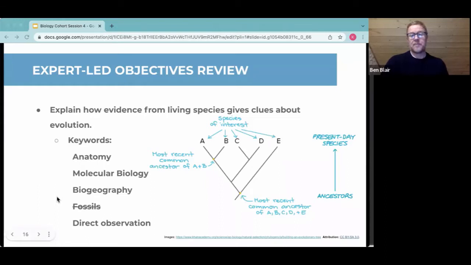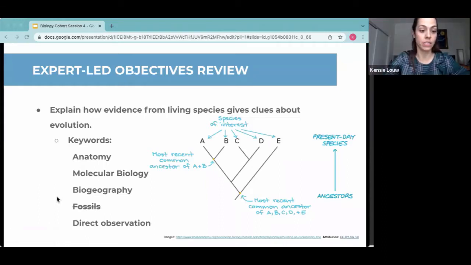Now let's talk about a simple overview of how evidence from living species gives clues about evolution. So there's a few different categories that we can look at in living species that give us evidence for evolution. So the first one would be anatomy. Species that share similar anatomy or similar body features, but that are different species, often have those similar features because they evolved from the same common ancestor.